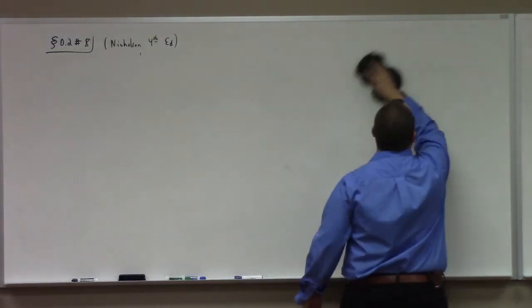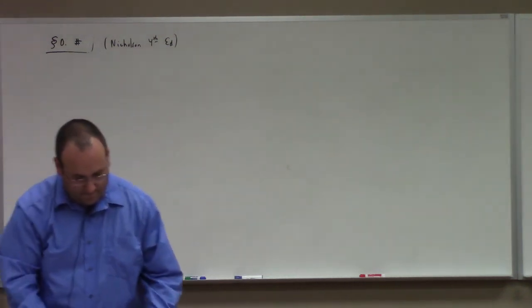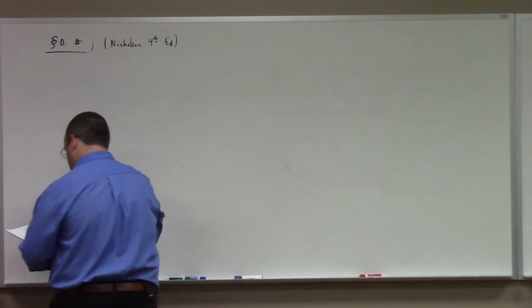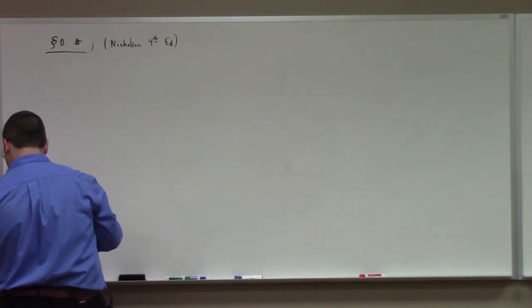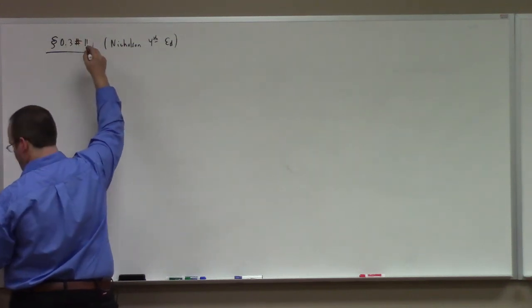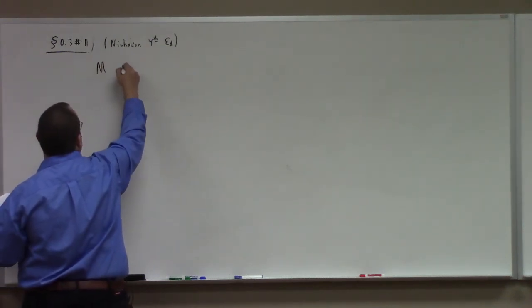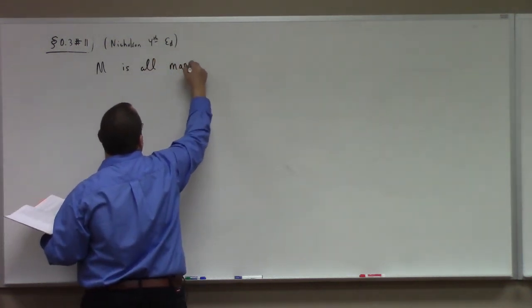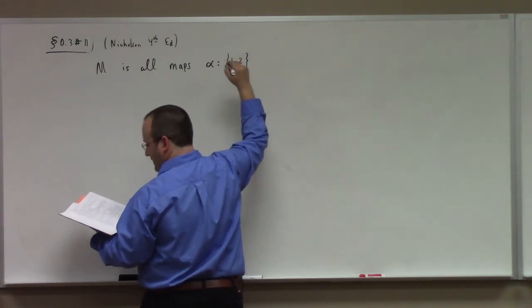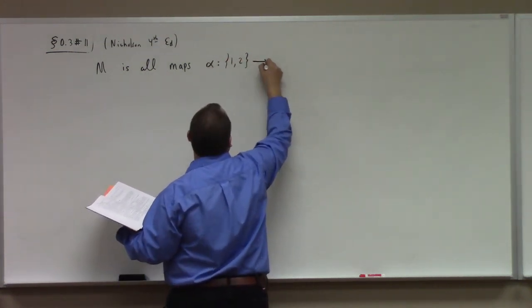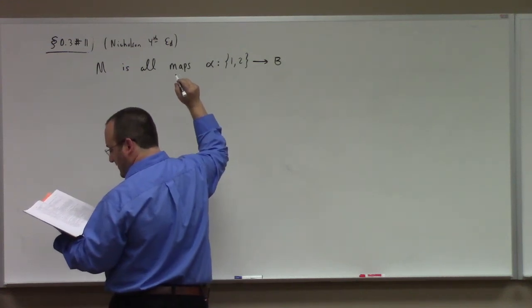So, some question about a bijection. We've got M denotes the set of all mappings, all functions if you will, of the form alpha that goes from the set containing 1, 2 to B. What's B? I guess it's a set. He didn't tell us, did he? Let's assume B is a set.